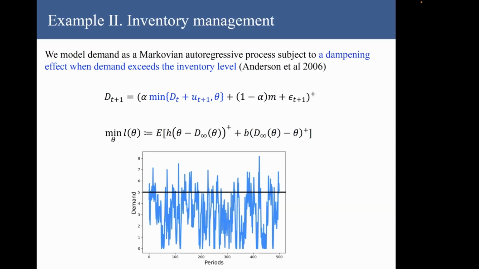Now, in this case, my loss function is a standard newsvendor type of loss function. I pay a penalty for having more inventory than the demand. So there's an overage cost: I wasted this inventory if I cannot sell it. And there's also an underage cost. If my demand is greater than the inventory I order, then I make some customers unhappy. So theta is my decision here, which is how much inventory I'm going to order in each period.